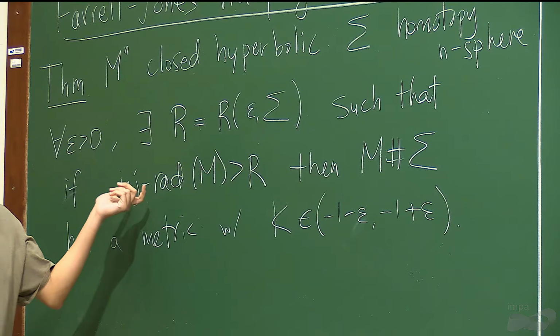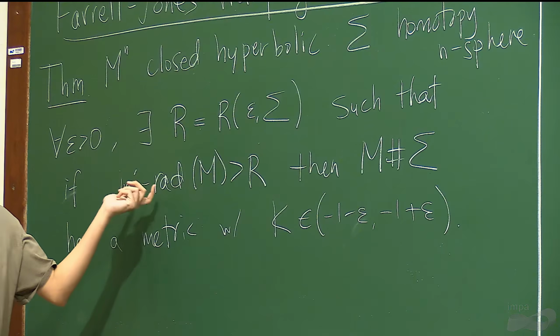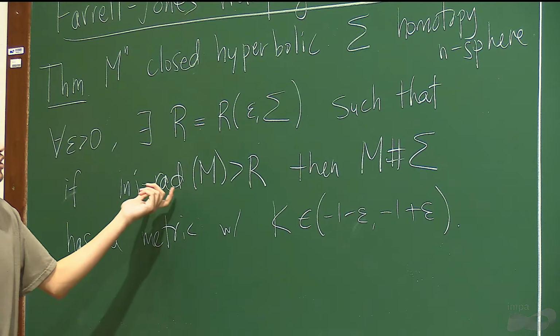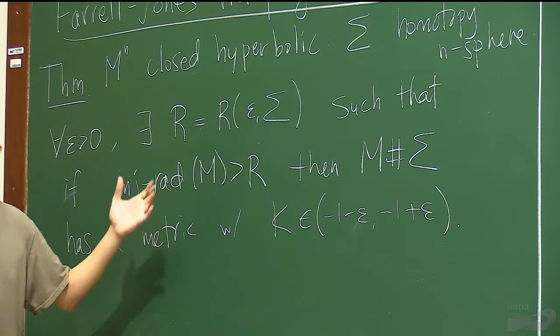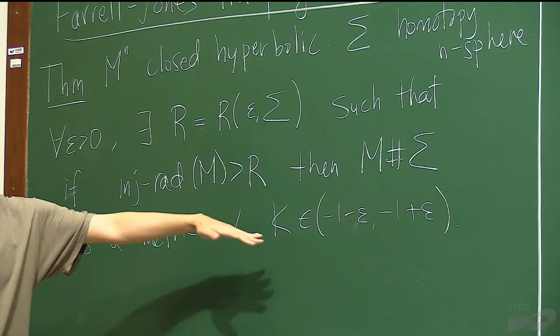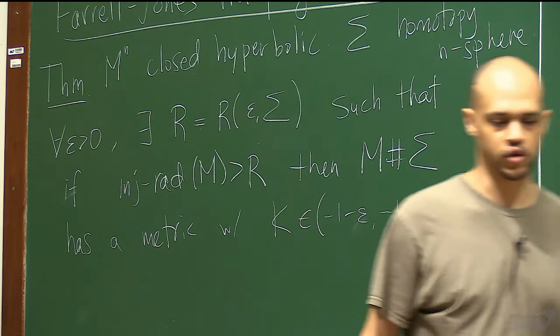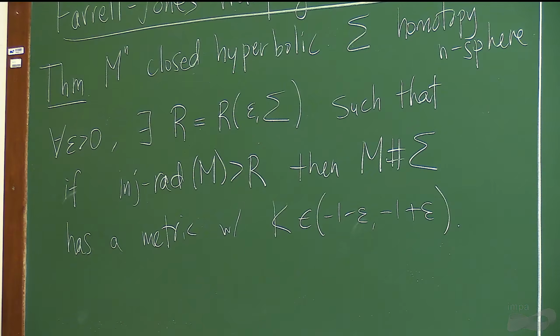Okay, so the injectivity radius, this is the radius of the largest isometrically embedded ball that you can fit in M. And so the theorem says if that's big enough, then you can put a negatively curved metric. And the metric can be as pinched as you want as long as the injectivity radius is large enough.